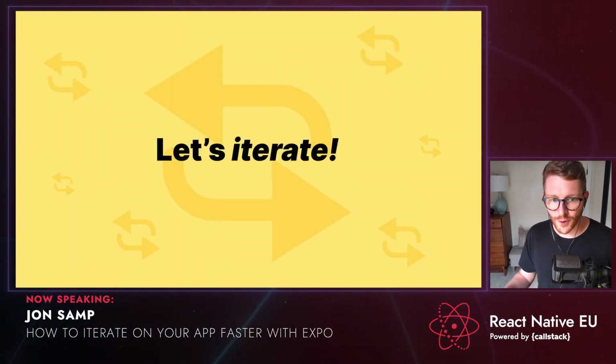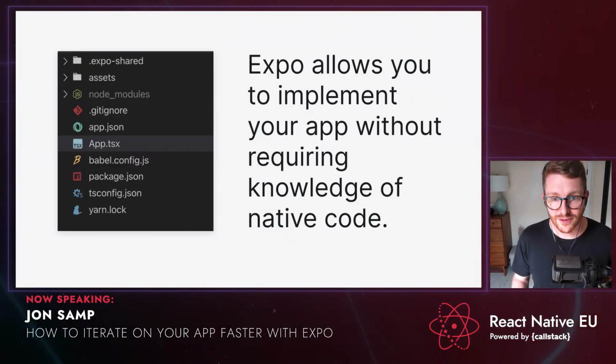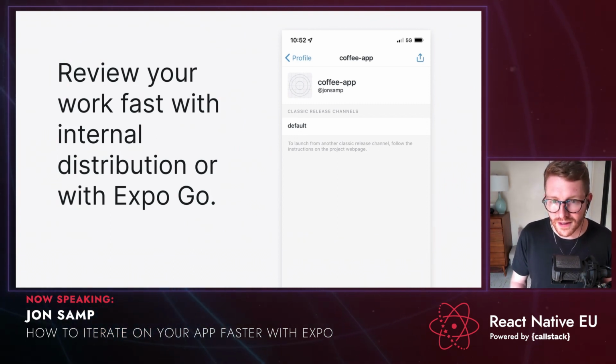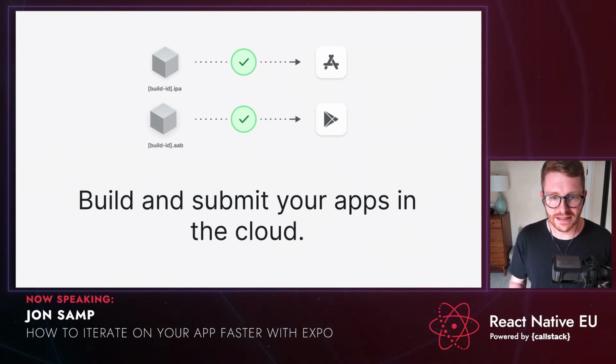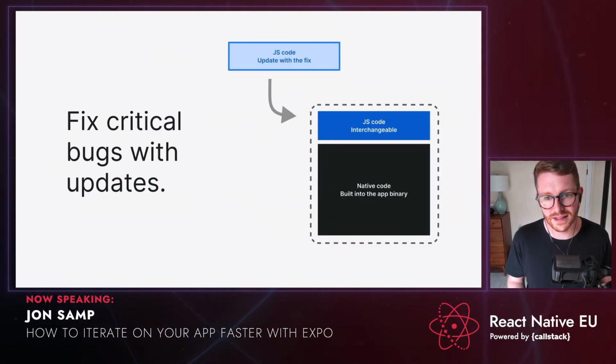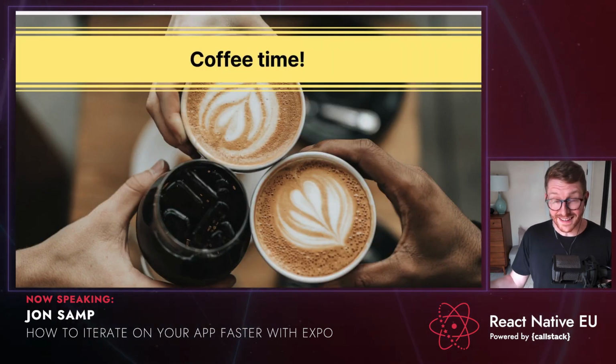So the point is, let's iterate together and figure out how to iterate faster. Expo allows you to do this in development by implementing an app without requiring knowledge of your native code. You can also review your work faster with internal distribution or with Expo Go, and you can build and submit your apps in lightning speed in the cloud and make it consistent across all of your teammates. Finally, you can fix critical bugs with updates, which helps you fix things that might have slipped through the review process. Which means, hey, it's coffee time.